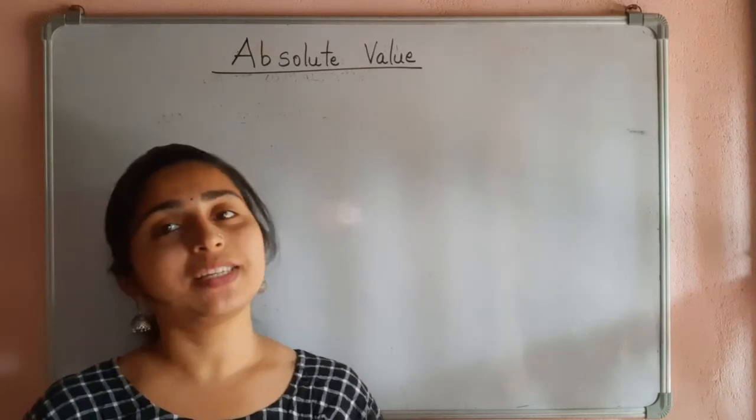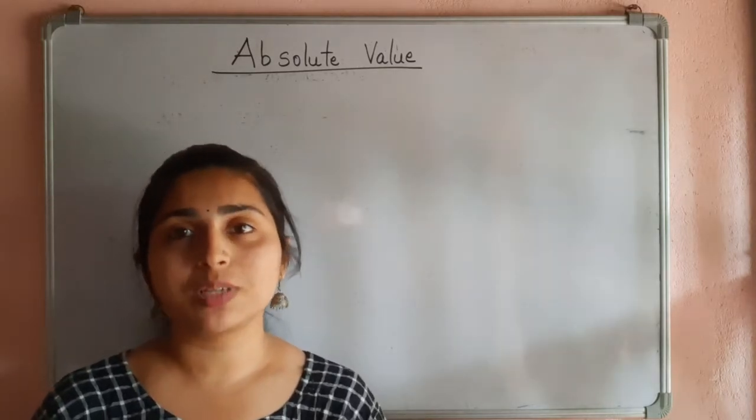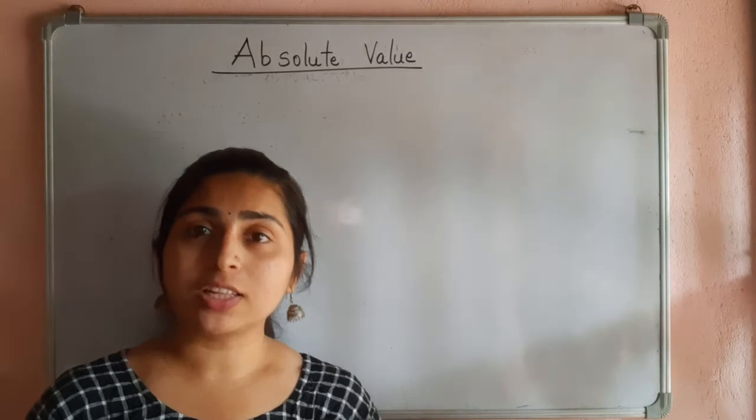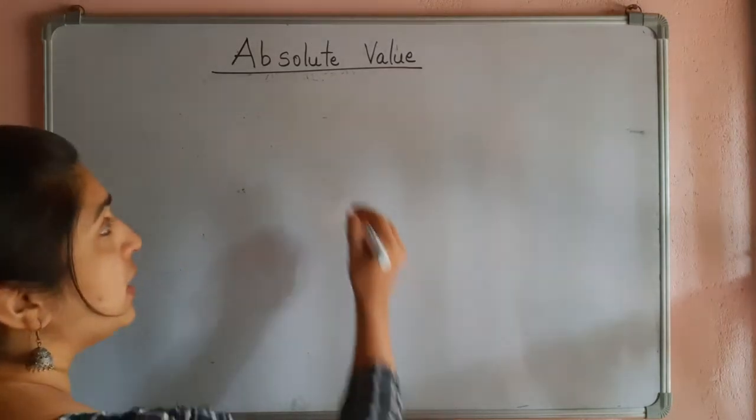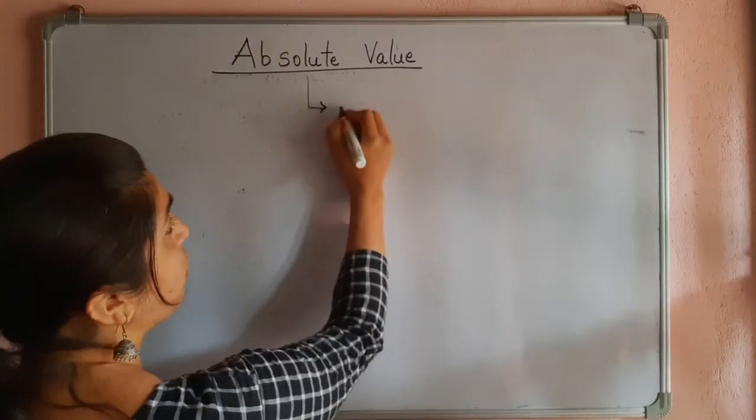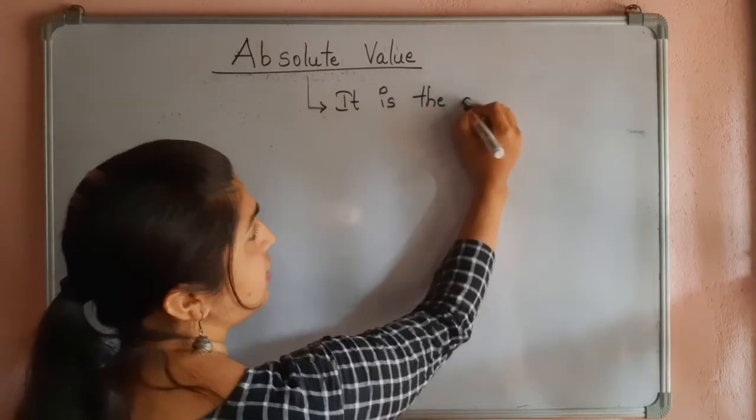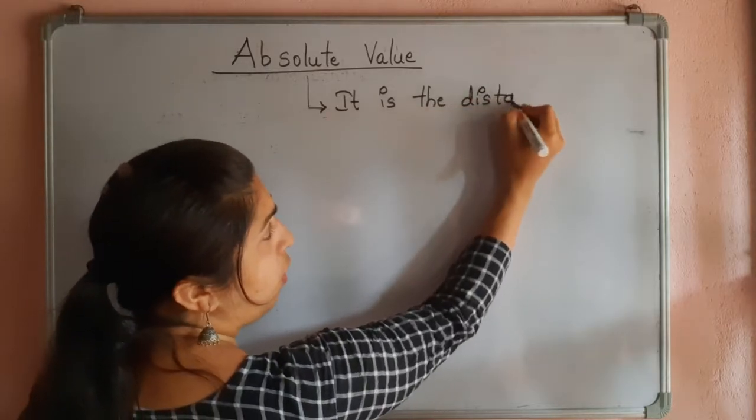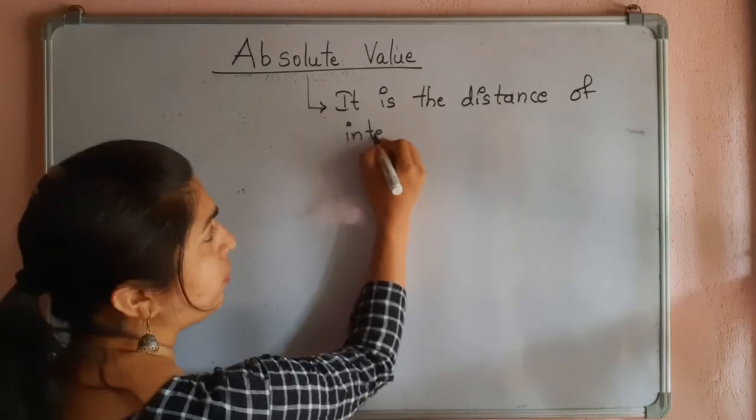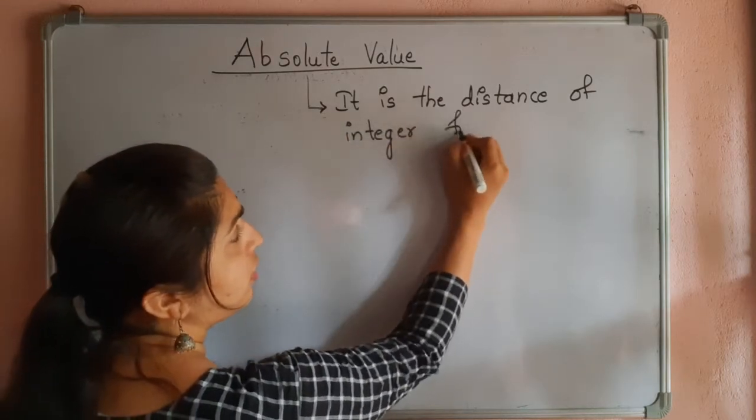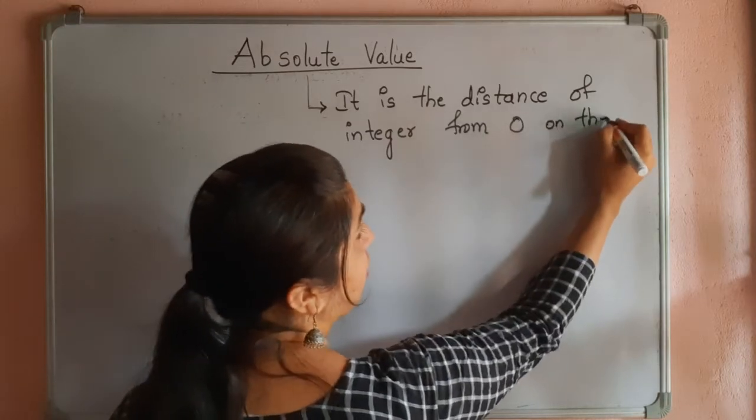In this video, let us study about the absolute value of integers. So what are these absolute values? We can call this the modulus of an integer also. It's nothing but the absolute value, it is the distance of an integer from 0. Distance of an integer from 0 on the number line.